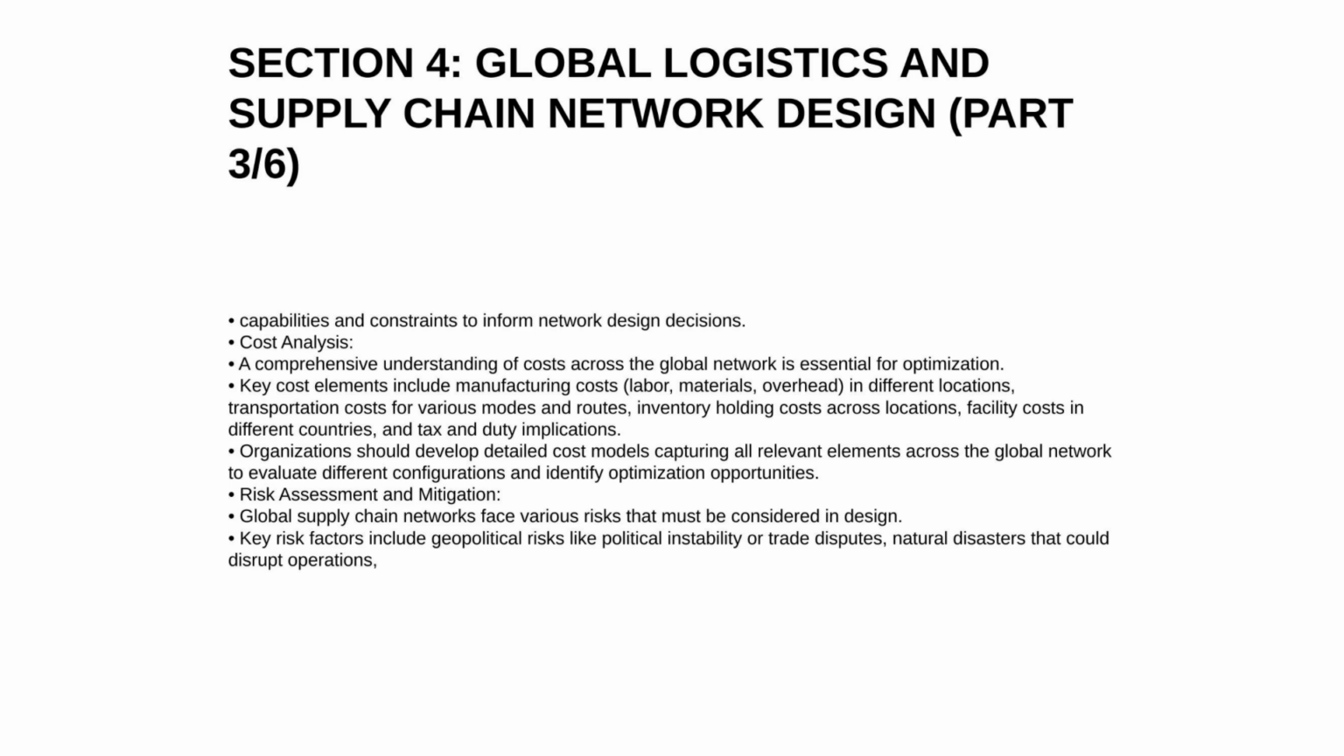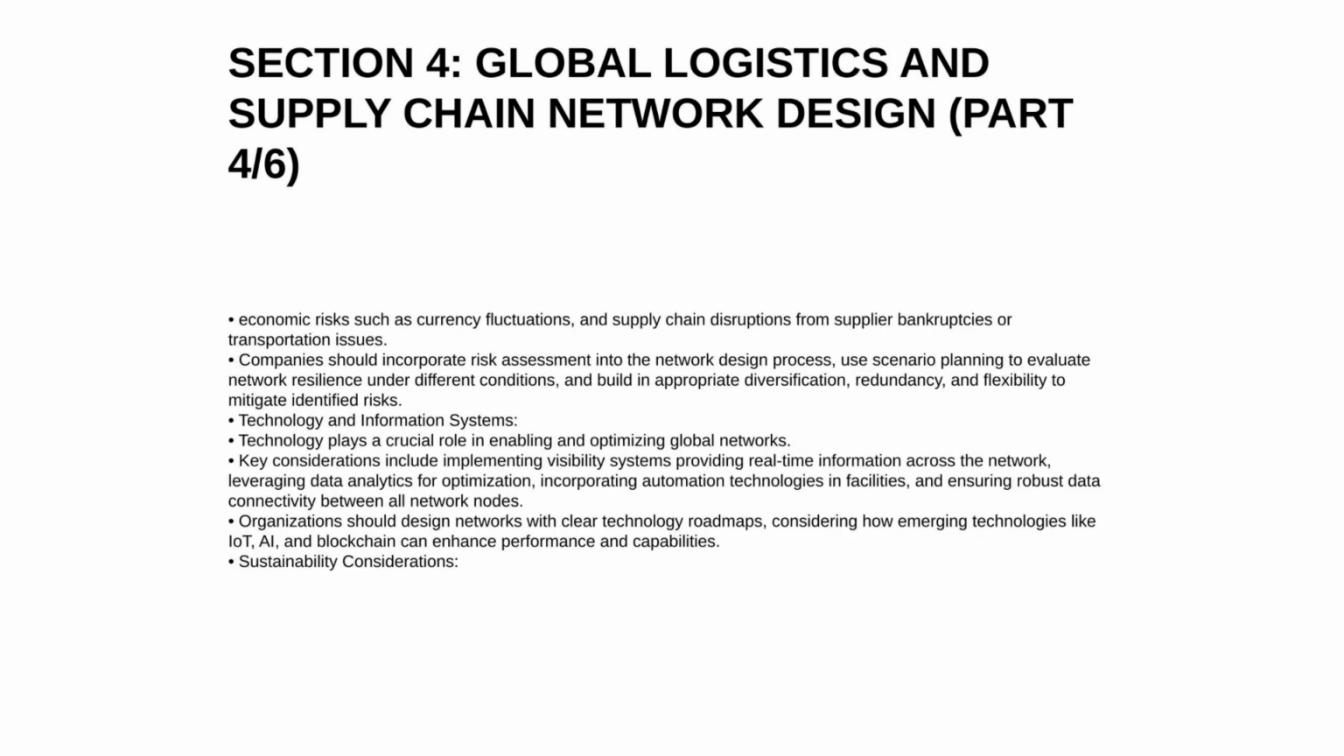Global supply chain networks face various risks that must be considered in design. Key risk factors include geopolitical risks like political instability or trade disputes, natural disasters that could disrupt operations, economic risks such as currency fluctuations, and supply chain disruptions from supplier bankruptcies or transportation issues.